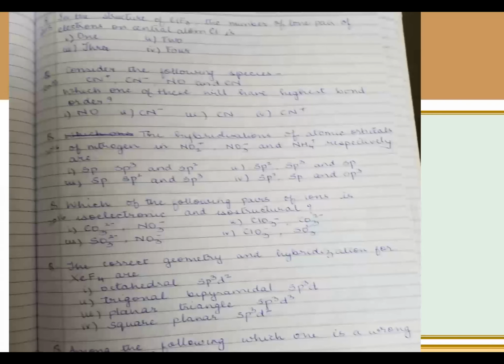For ClF3, we get 2 lone pairs. Consider which one has the highest bond order. We just discussed that CN minus has 14 electrons and bond order 3. Hybridization of these compounds, of course, you can work out. It's very, very easy. You're getting sp, sp2, sp3.